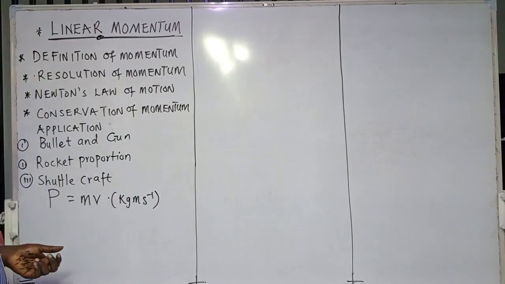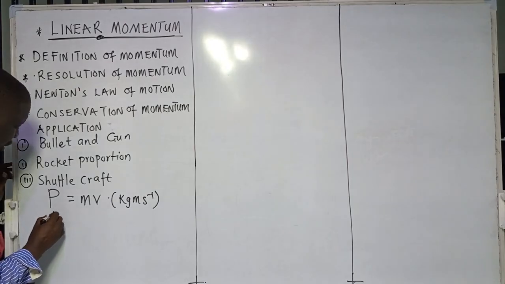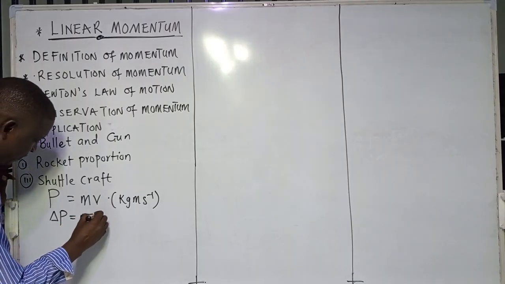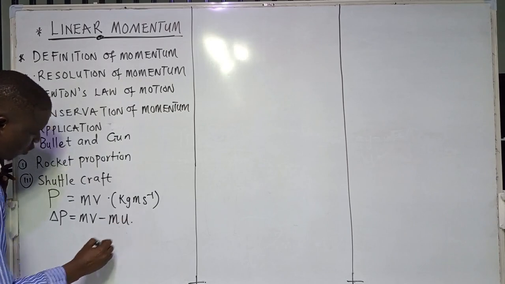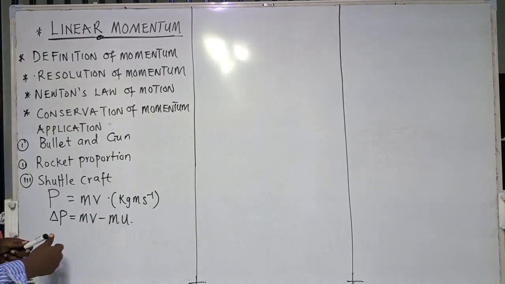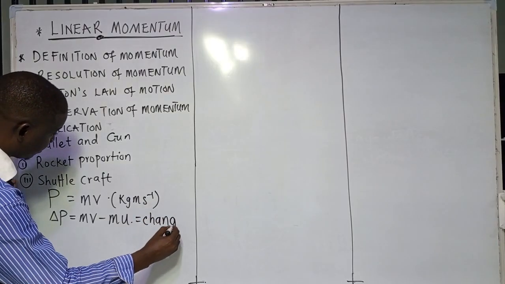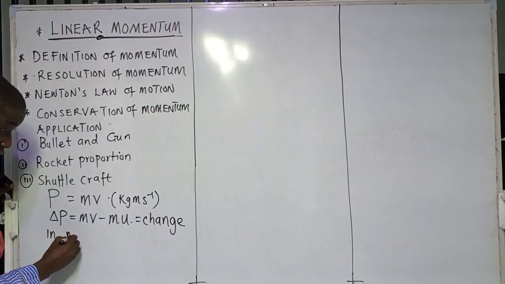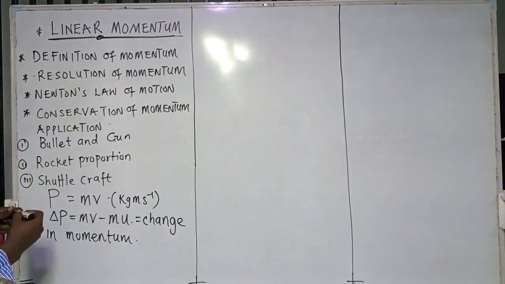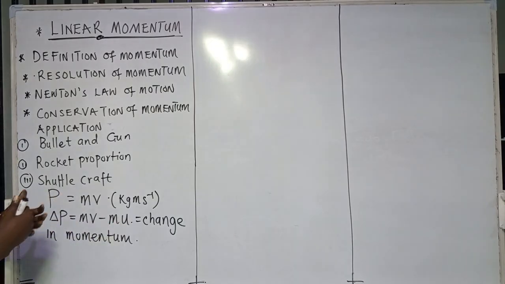Now, let us look at momentum in different dimensions. We have what they call the change in momentum. What is change in momentum? It is just mv minus mu. This is what we call the change in momentum. This is final momentum minus initial momentum. So if you agree that that is a change in momentum, which is final momentum, mv, minus initial momentum, mu.